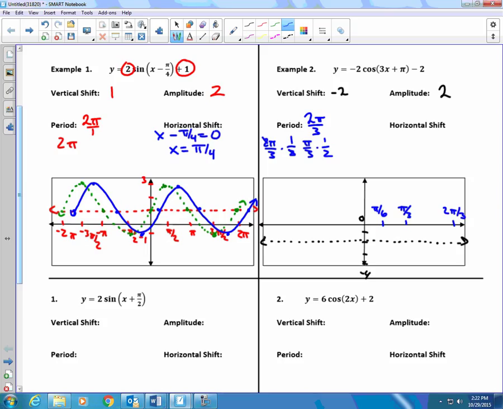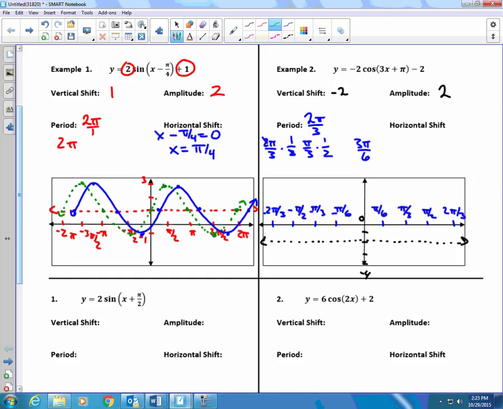Let's count. 1 pi over 6, 2 pi over 6. What is 3 pi over 6? Pi over 2. And I'm going to put that same mark on the other side. Which one are you looking for? -2 pi over 3, negative pi over 2, negative pi over 3, negative pi over 6.